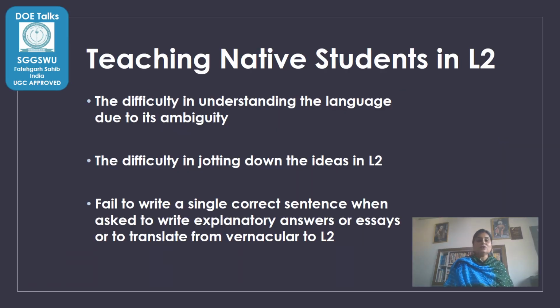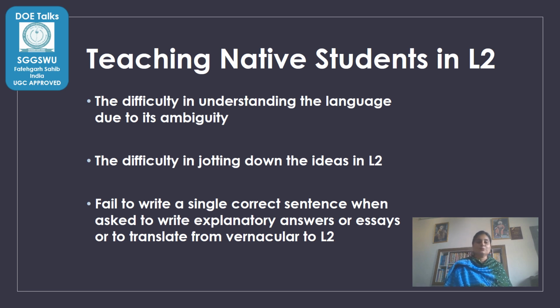When we talk about teaching students in a foreign language, or L2, the foremost reaction is the difficulty in understanding the language due to its ambiguity. Normally, the students find it difficult to jot down their ideas in L2, a foreign language. The difficulty arises while jotting down the ideas or answers which they are very much capable of articulating in their native language, what we call L1 or their mother tongue.